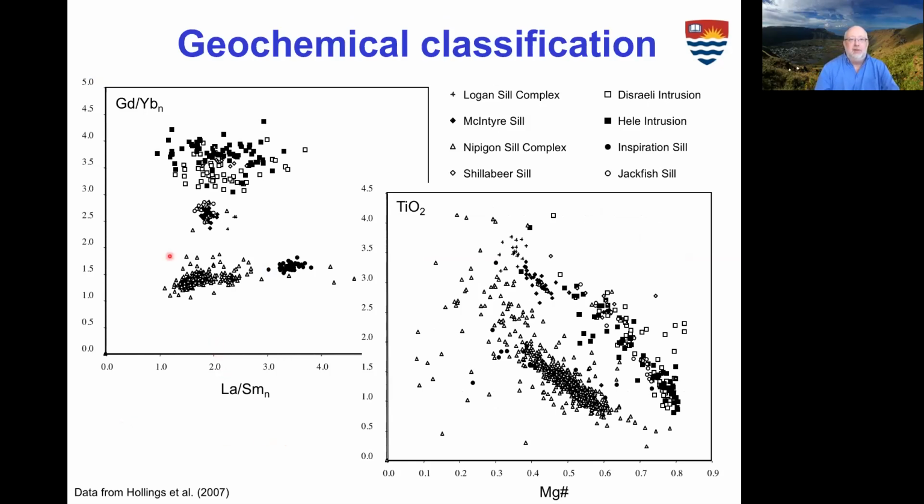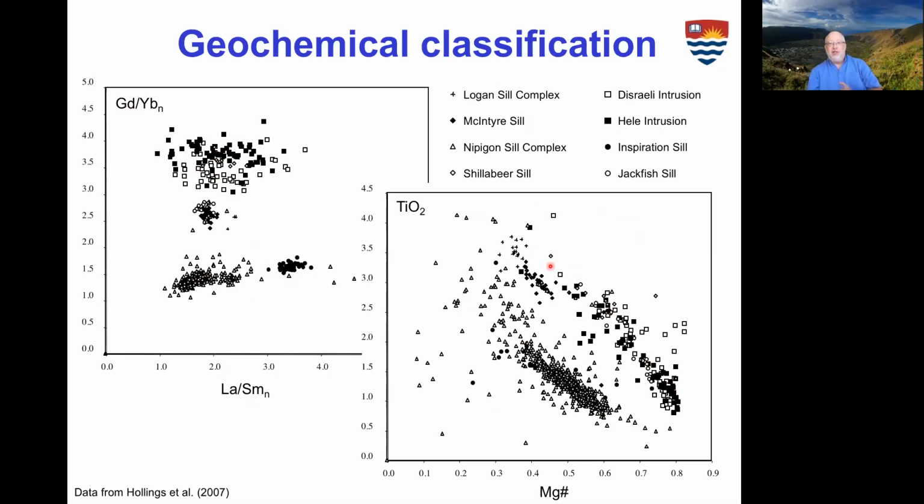Lanthanum/samarium versus gadolinium/ytterbium, you can see here. Generally the ultramafic units, so the Seagull and Disraeli intrusions, are plotting at these higher gadolinium/ytterbium ratios, whereas things like the Nipigon sill complexes are plotting down at these lower values. And when we looked at titanium versus magnesium number, we could see 2 distinct suites, again with the ultramafic units plotting into this field further to the right.